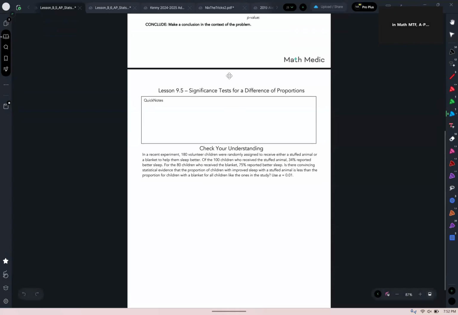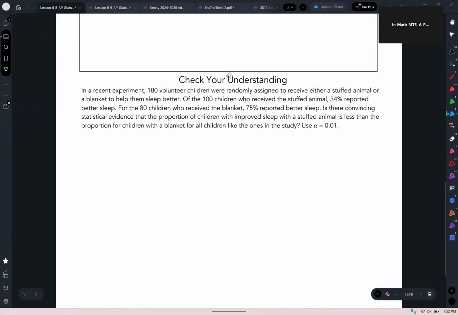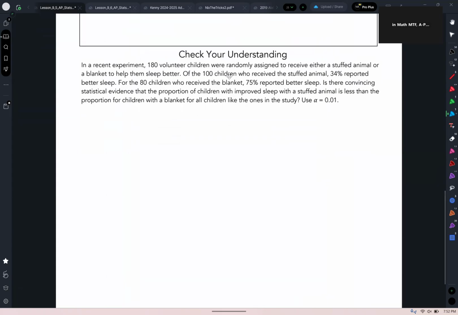All right, so now we are on to 9.5. This one's going to be a little bit longer in some regards, but I'm going to point out a couple of key details. First things first, recent experiment. This is important. As soon as I'm reading this, I'm thinking about cause and effect, right? So not just making an inference about a population, but cause and effect. So we got to be careful with our language. Notice 180 volunteer children, can't make an inference about a population, but they were randomly assigned to receive either a stuffed animal or a blanket to help them sleep better.